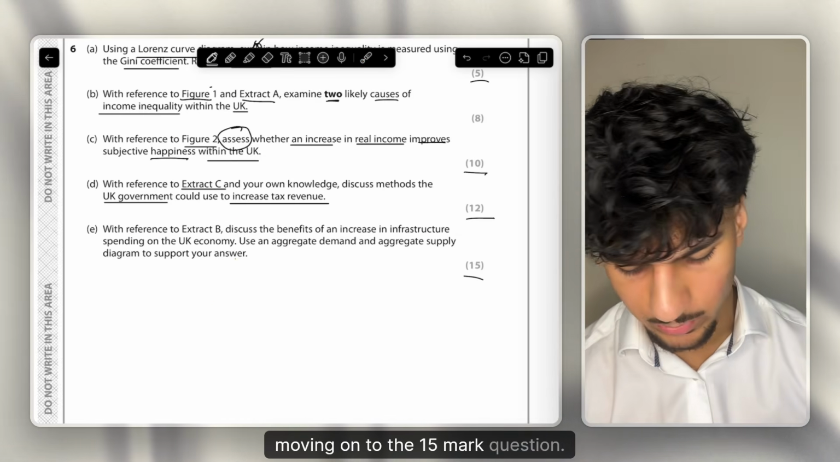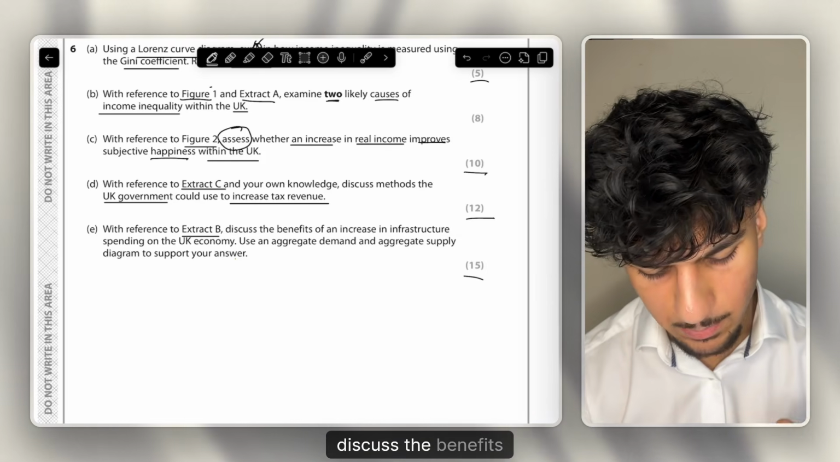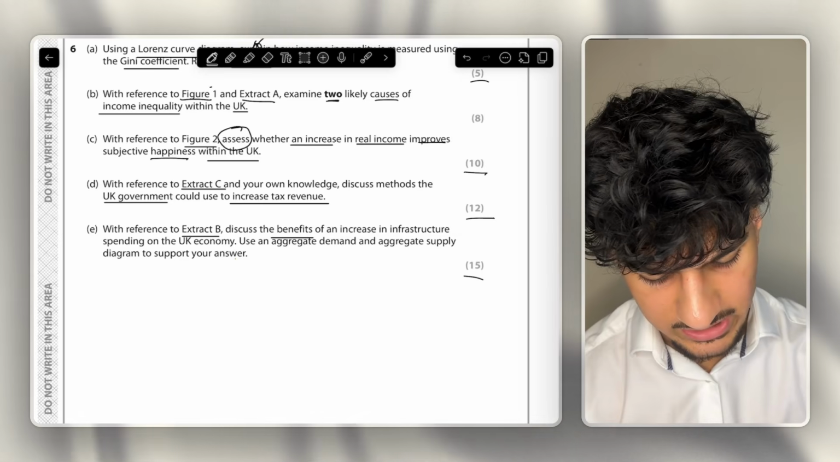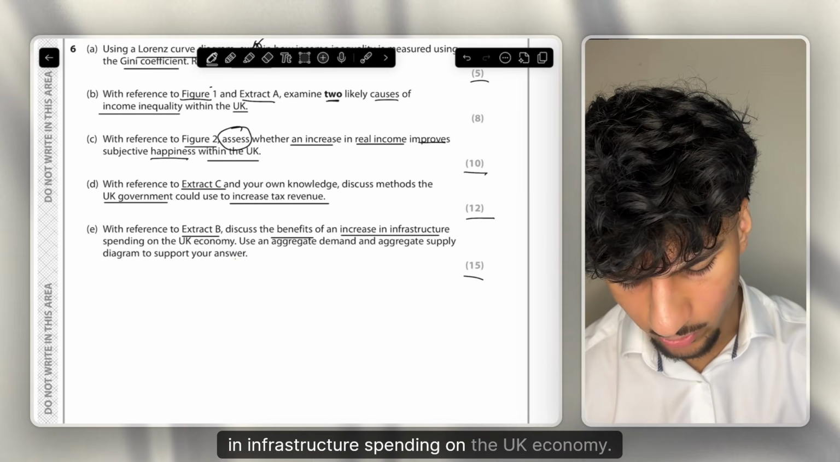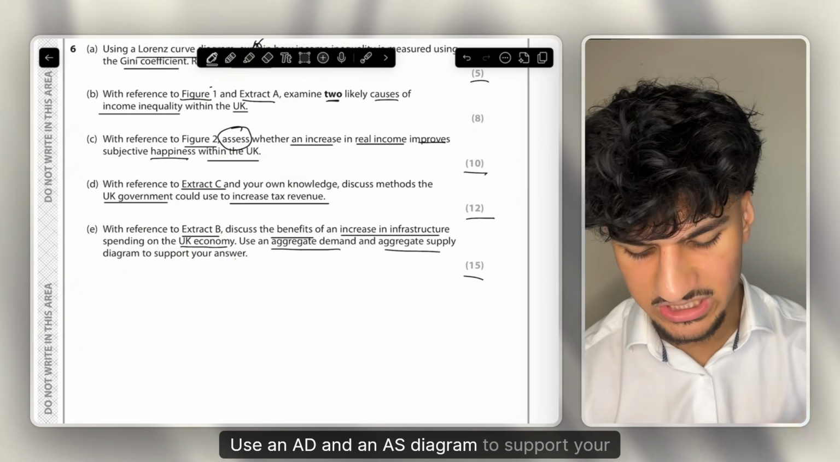Moving on to the 15-mark question. So, with reference to extract B, discuss the benefits of an increase in infrastructure spending on the UK economy, using an AD and an AS diagram to support your answer.